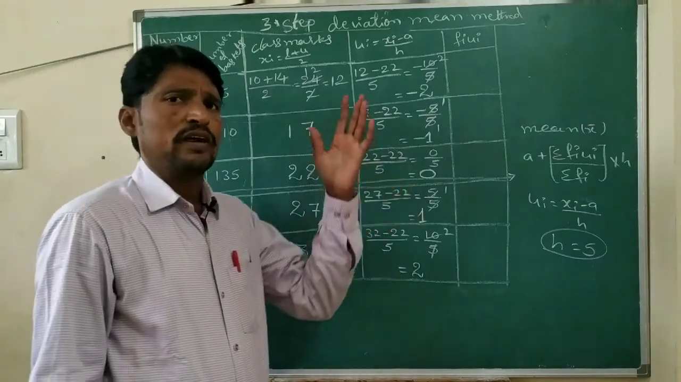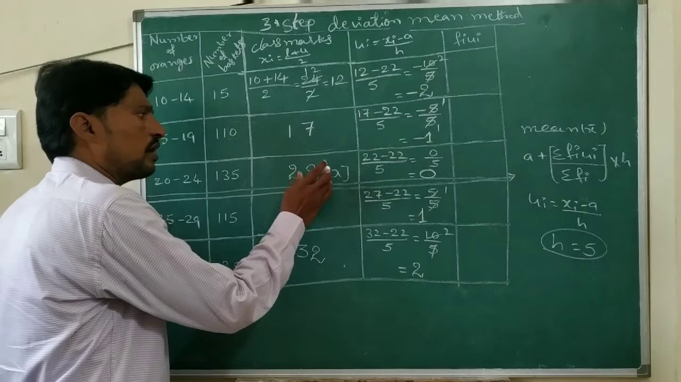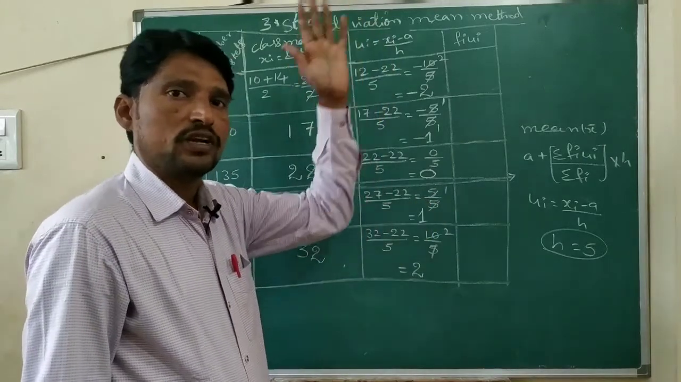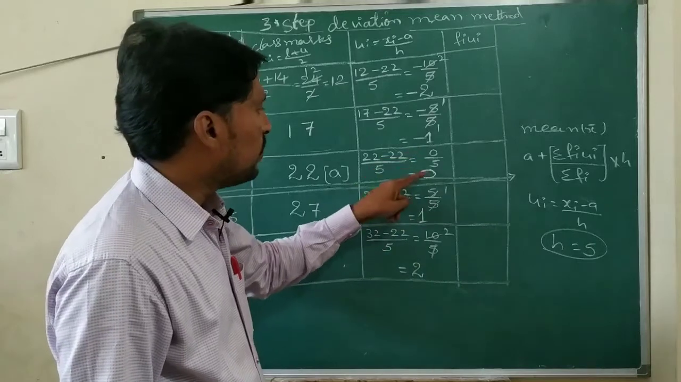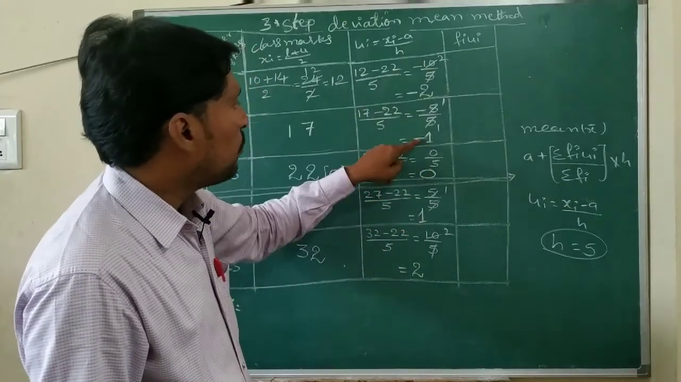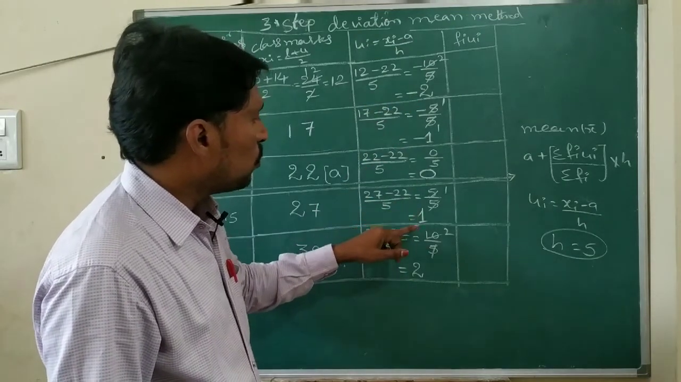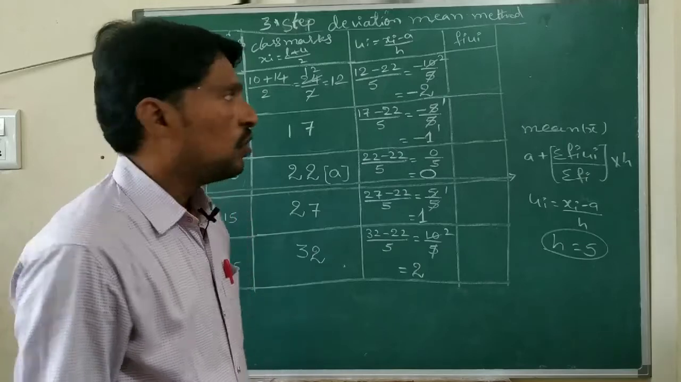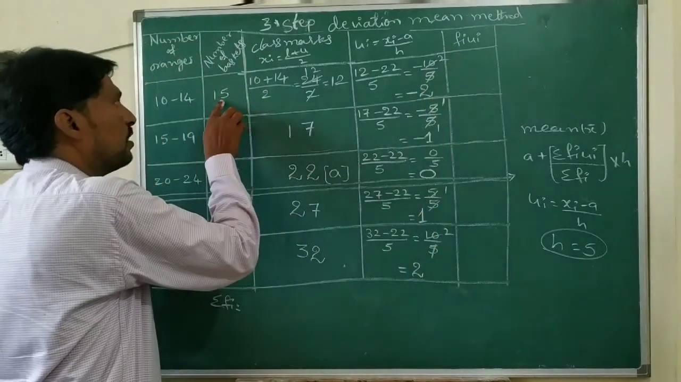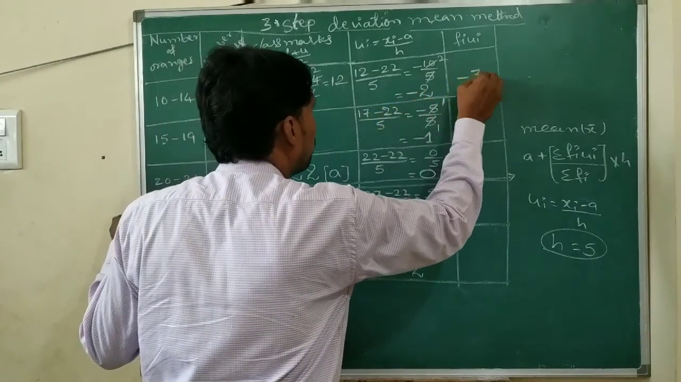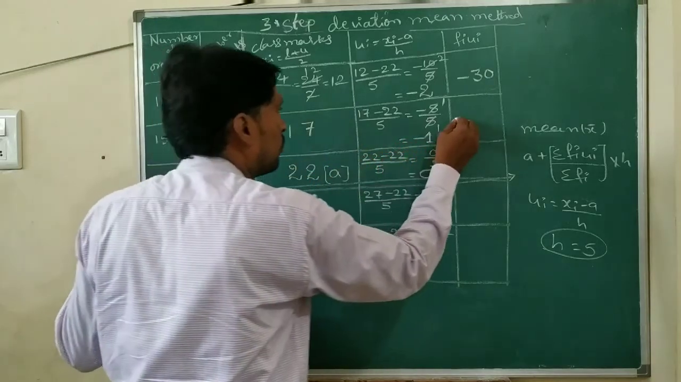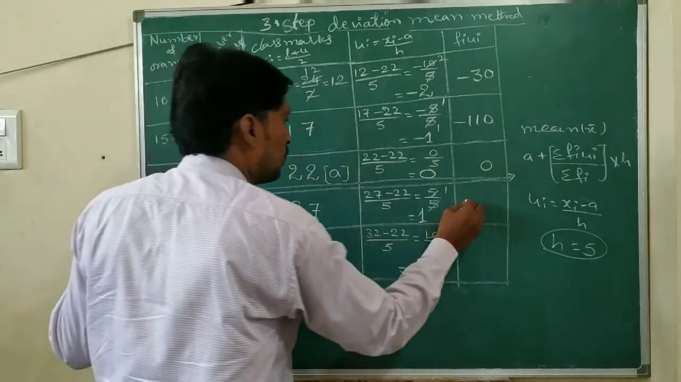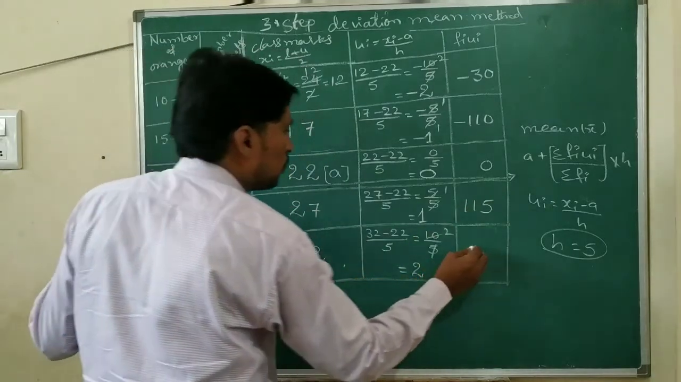There is also a simple way to take these. For the class whose value we assumed as a, you can take ui as 0. For the upper classes take minus 1, minus 2, and for the classes below take positive values. Below the 0 we get positive, above the 0 we get negative. Now fi ui. Fi means frequency: 15 into minus 2 is minus 30, 110 into minus 1 is minus 110, 135 into 0 is 0, 115 into 1 is 115, 25 into 2 is 50.